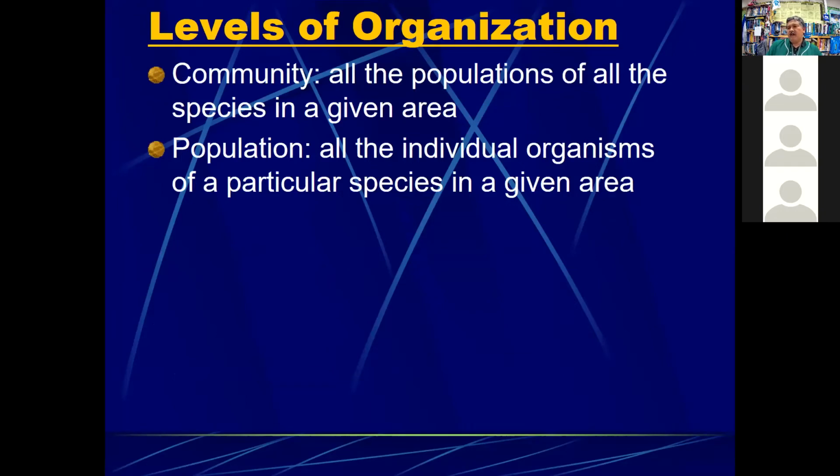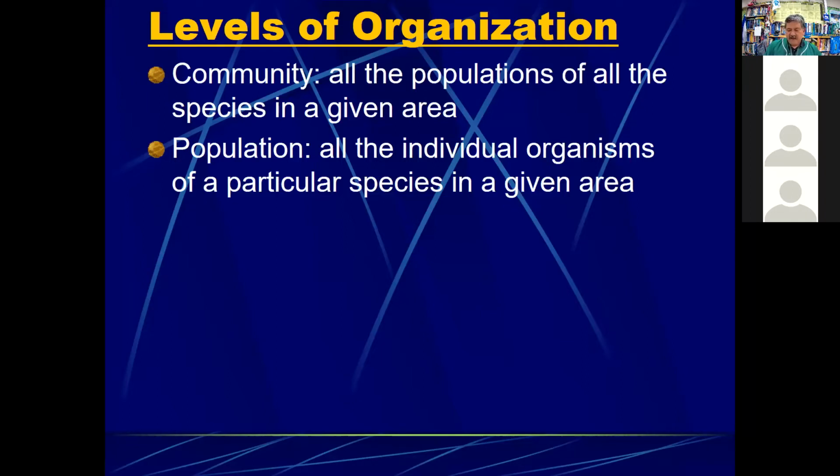And then a community has all the populations of all the species in a defined given area. And when we have a population, we're talking about just one of the species. So if you define your area as San Bernardino County in California, you can have the human population, and then the community would represent all the living things that would be found in San Bernardino County, California, which actually is larger than some states of the United States.